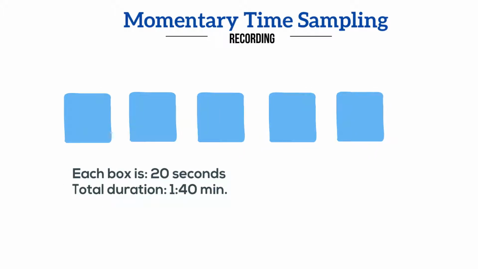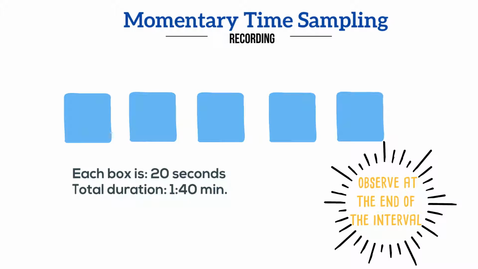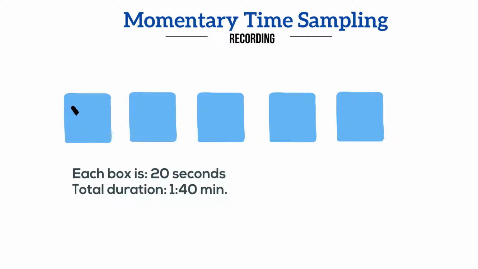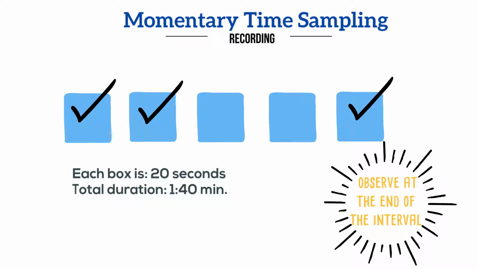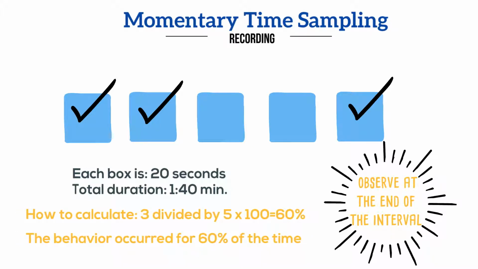With momentary time sampling, the behavior is recorded only if it occurs at the exact instant that the interval ends. Time sample recording is valuable because the person does not have to observe the behavior for the entire interval. Instead, the observer only takes data at the end of each interval. Similar to partial and whole interval, momentary time sampling is scored in the same manner. For our purposes, the client was on task in 3 out of 5 intervals, giving us a 60% success rate.